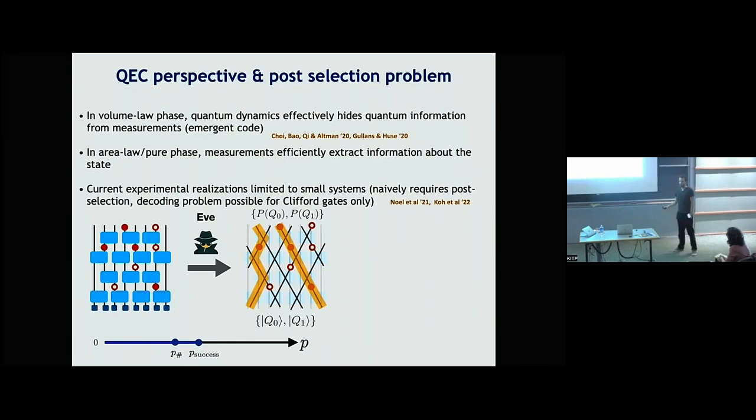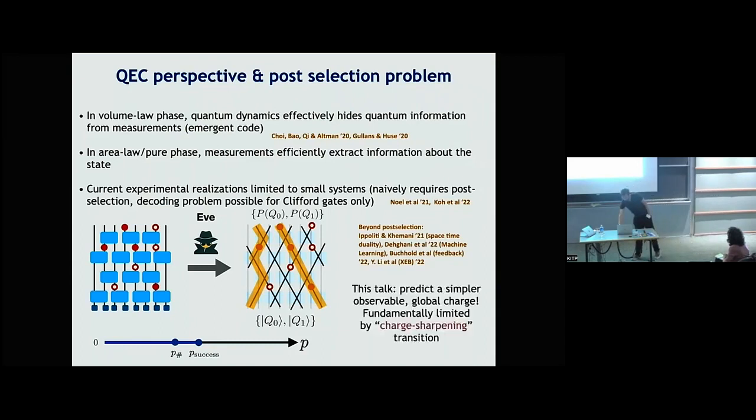So alternatively, you can phrase this as a decoding problem, which we can do for Clifford gates, but not more generically. Okay. And so there's been a lot of effort to go around this and to go beyond this post-selection barrier using space-time dualities, and some proposals we heard about yesterday that are very recent, either using machine learning to do this decoding problem, using feedback, cross-entropy benchmark, and so on.